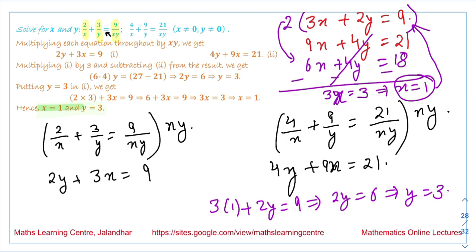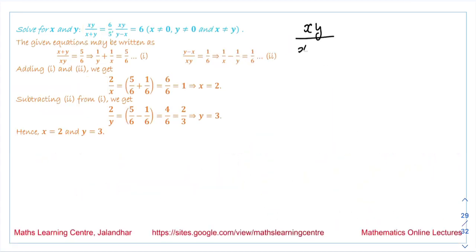So this is our answer that we have obtained over here, that x is equal to 1 and y is equal to 3. Now next is solve for x and y. So these are the equations that are given to us. It is xy over x plus y, that is equal to 6 by 5. Second is xy over x minus y minus x, that is equal to 6.